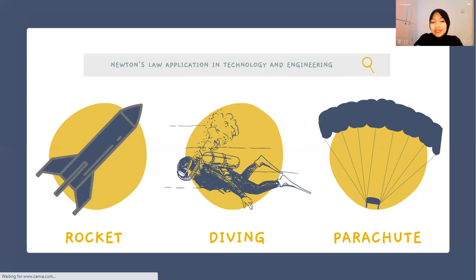So that's it, and the last example that I take is the parachute. A parachute relates to Newton's second law, I mean third law, because there are force, mass of the object, and acceleration.